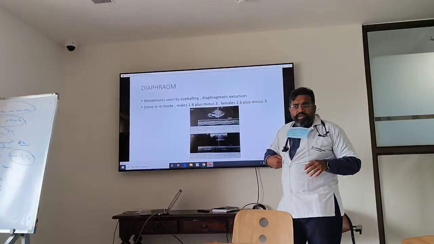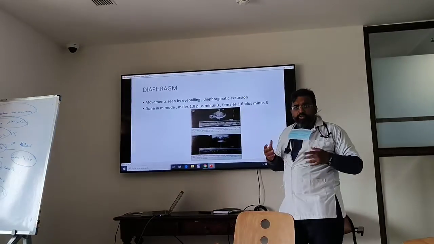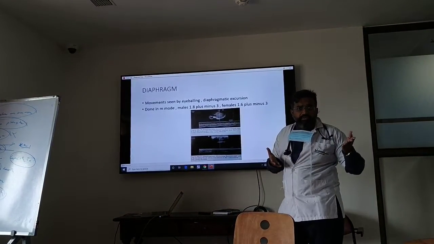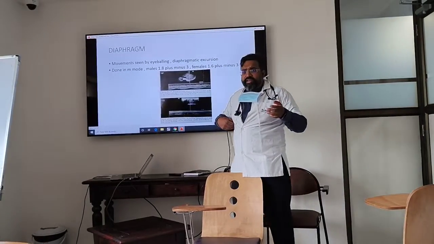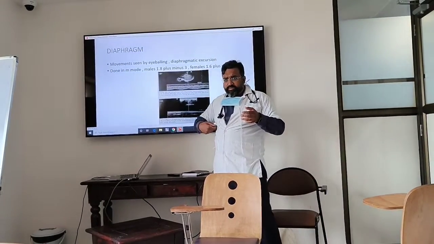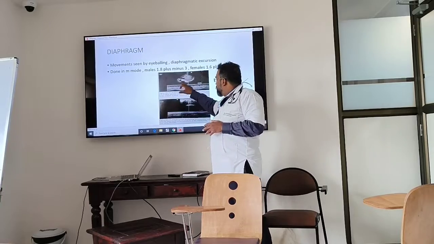Are you understanding? So if you don't get the image properly, you start moving it. See, you can do this. You understand the way to do it. Others, it's very difficult to tell you how to do it. So between the mid-clavicular and anterior axillary line I'm going to put it. I'm going to keep turning it anti-clockwise, and I will probably get this particular image.